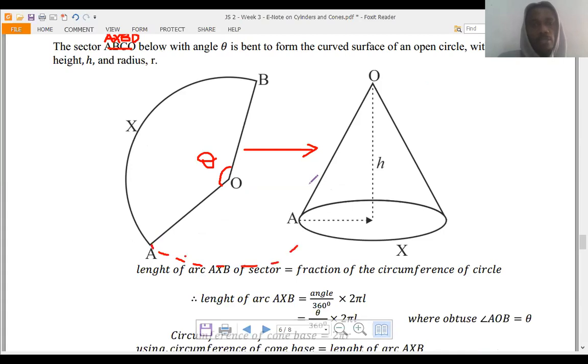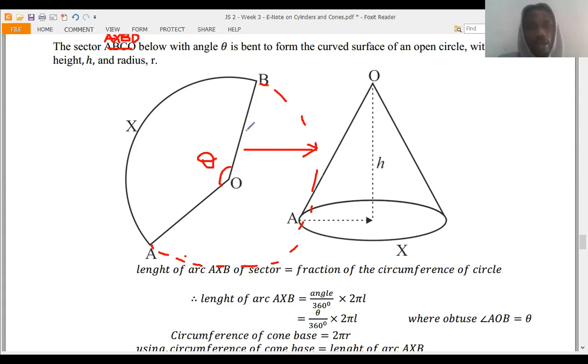All right, can you see that? If we're to complete the circle, it's something like this. To get the length of this part AXB, it is just a part or a fraction of the circumference. Therefore, the length is equal to the angle formed at the center, this angle theta, over 360, because the angle at the point, the whole point, is 360, times 2 pi L.